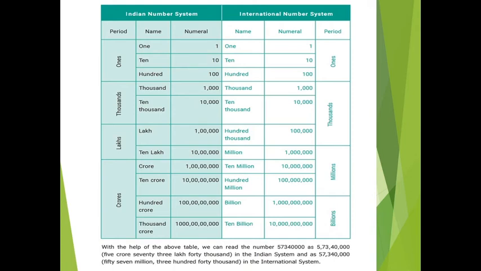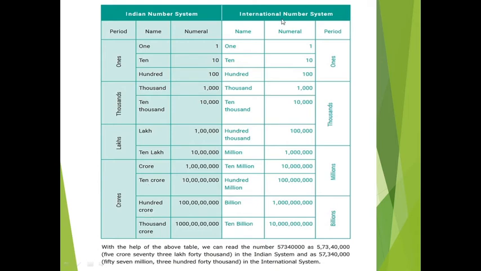Next, we are going to discuss the Indian number system and the international number system. You all know about the Indian number system, right? Ones, thousands, lakhs, crores. In ones we have ones, tens and hundreds. In thousands we have thousand and 10,000. In lakhs we have lakh and 10 lakh. In crore we have crore, 10 crore, 100 crore and 1000 crore.